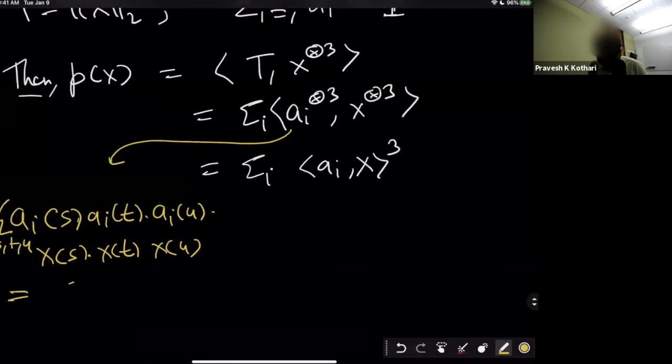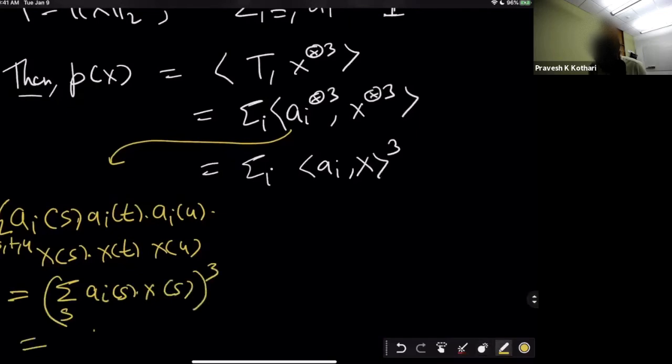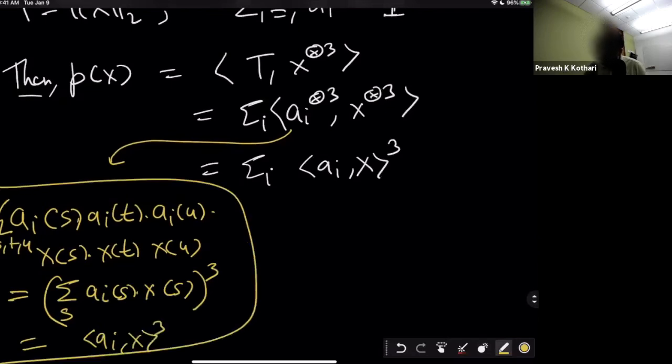And you would agree that I can write this as (a_i · x)^3, and that equals (a_i · x)^3. So that's the proof. Good. So I have this cubic form here. I have the sum of third powers of these linear forms a_i · x. That's what exactly P(x) is.